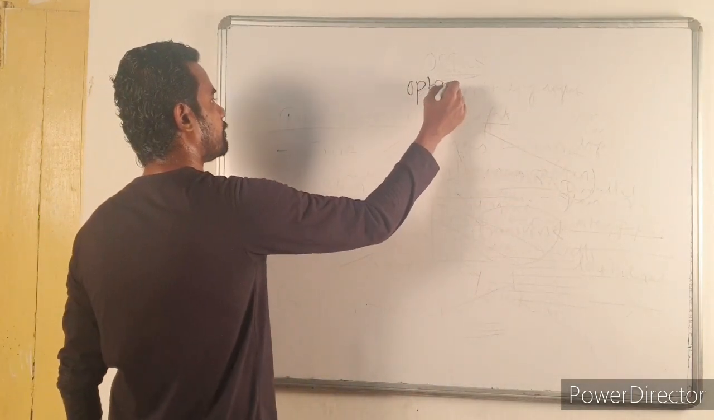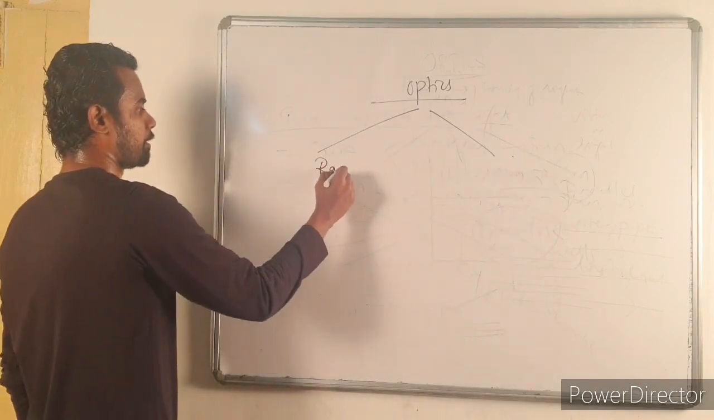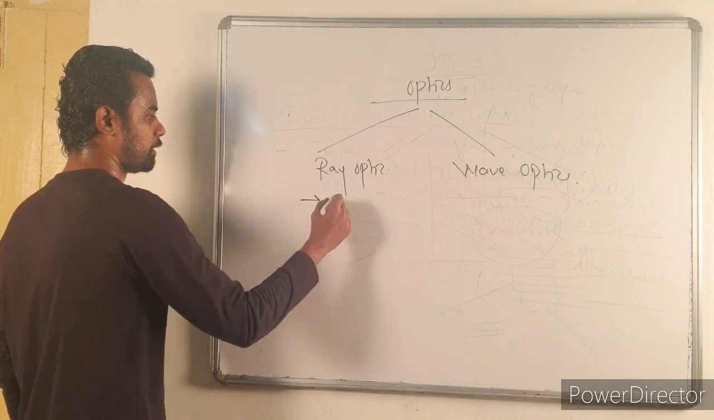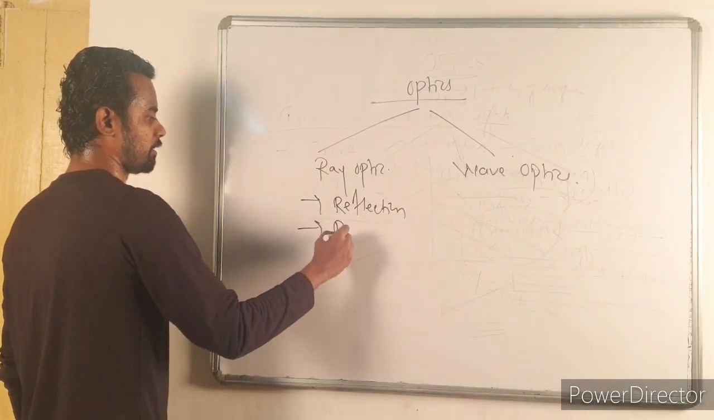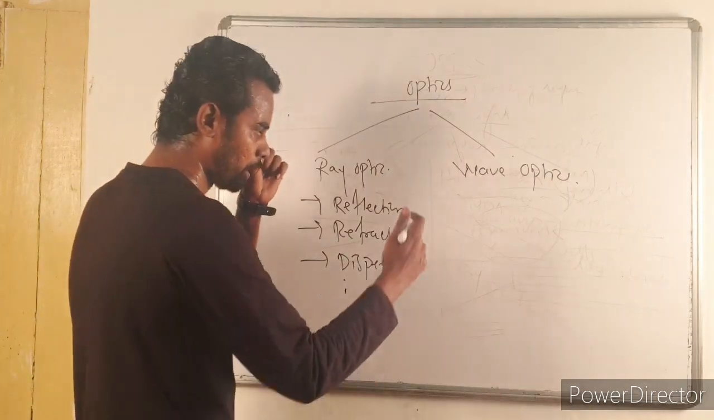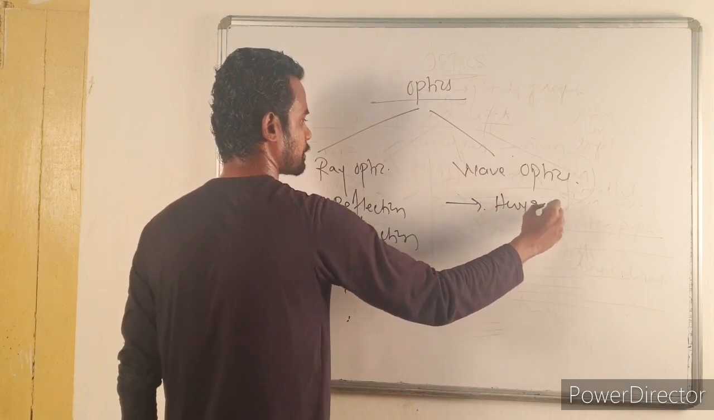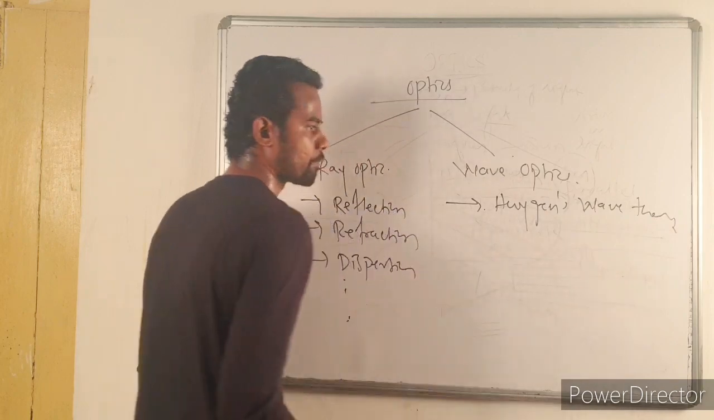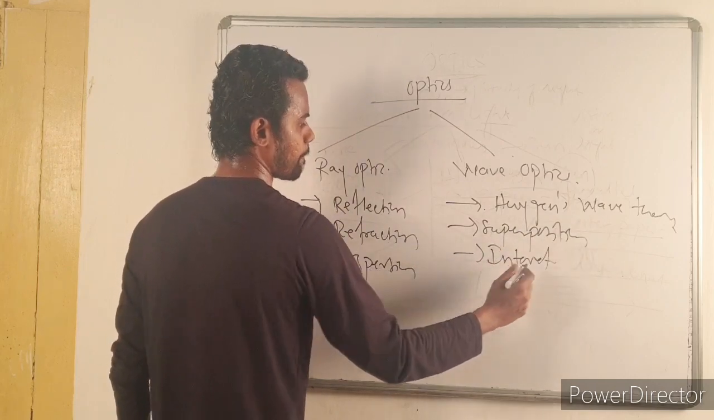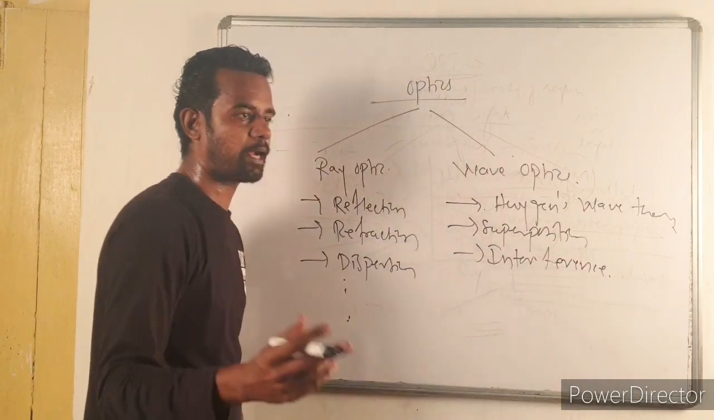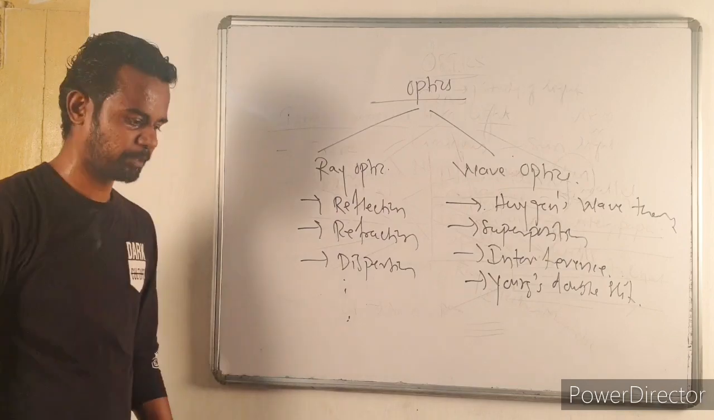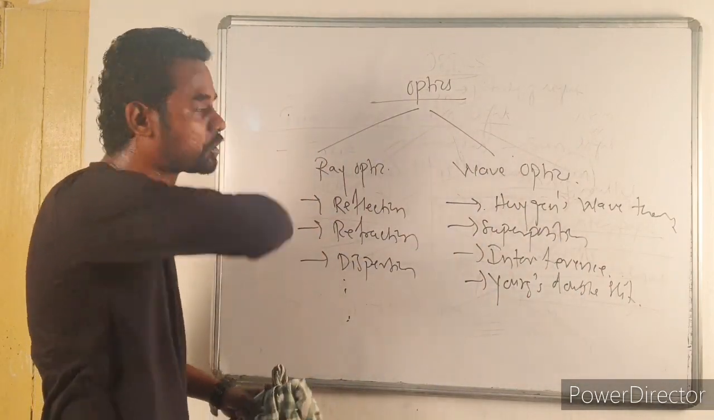Optics is again divided into two types: ray optics and wave optics. In ray optics, we will discuss reflection, refraction, dispersion, etc. In wave optics, we will discuss the Huygens wave theory, superposition of waves, interference, and Young's double slit experiment. So first, we start from reflection.